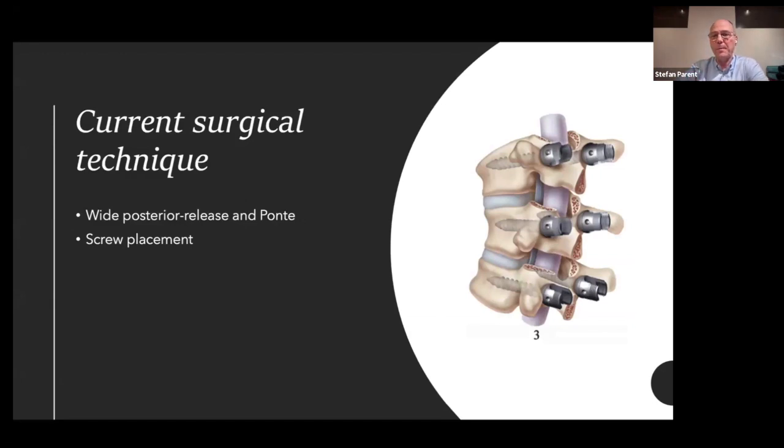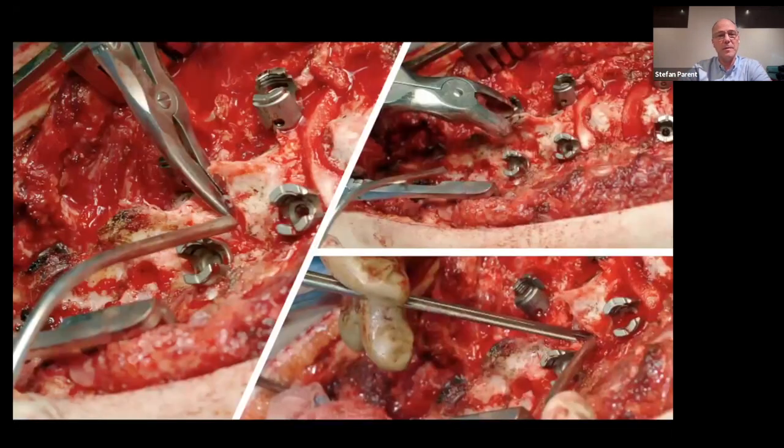I will do my wide posterior releases and my Pontes and do my screw placement. So I typically do my screw placement first, and then do my wide posterior releases and Pontes after that. And then you can see that you go through both sides of your facet joints, get your lamina completely down, and then really expose all the way out to your facets laterally. So you want to make sure that this is completely free, and you can actually close these Ponte osteotomies afterwards.